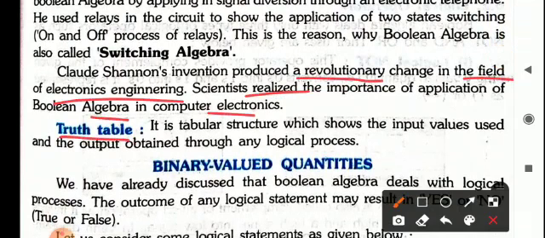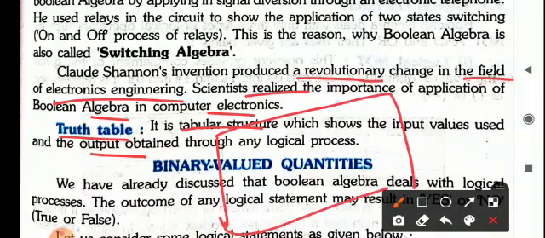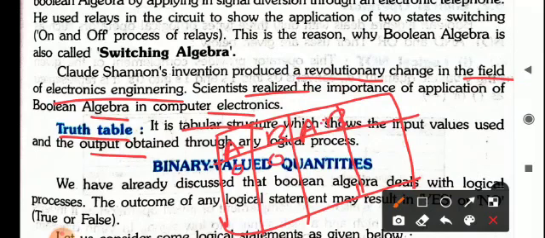Now we come to the truth table. It is a tabular structure which shows the input values and the output obtained through any logical process. For example, take the AND operator. The AND operator is a binary operator. It works on at least two operands, A and B. This is the section for showing A dot B. So AND is basically a multiplication. First we take the possible combinations of input of 0 and 1: 0 0, then 0 1, 1 0, 1 1.